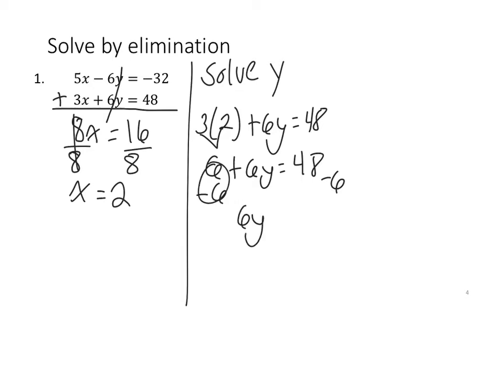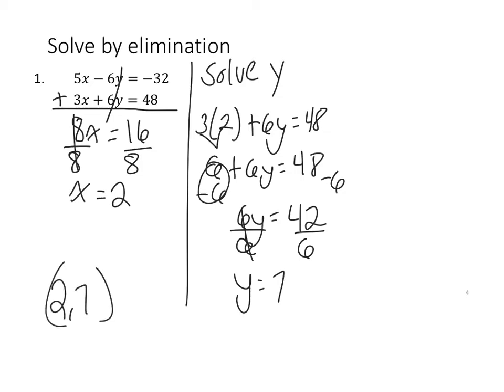So I'm left with 6y on my left hand side. 48 minus 6 gives me 42. Divide by 6 to get y by itself. y equals 42 divided by 6, which gives me 7. So I think my solution might be 2, 7. But I want to check it first.